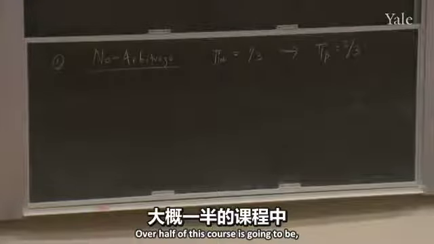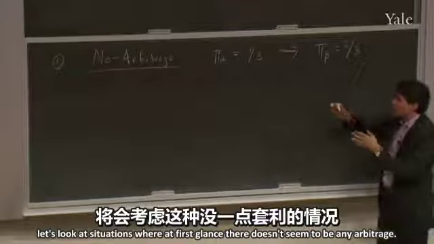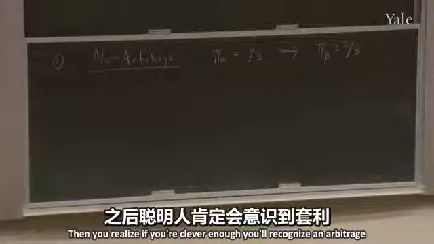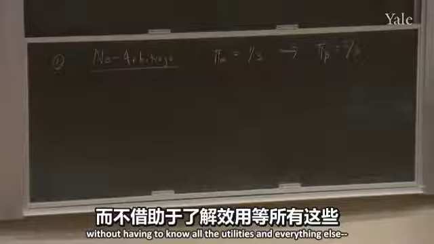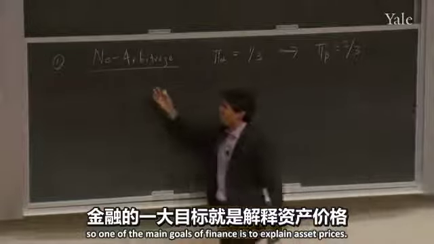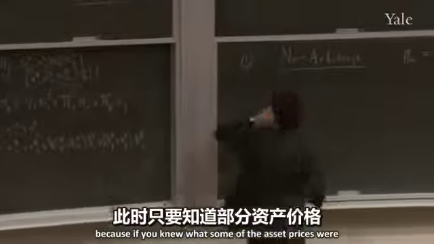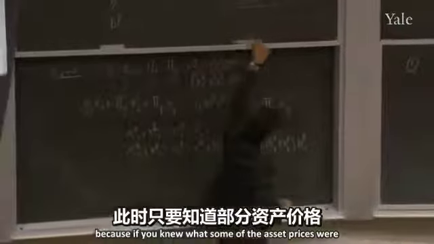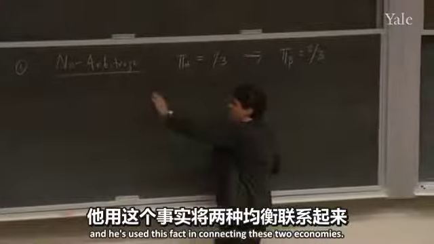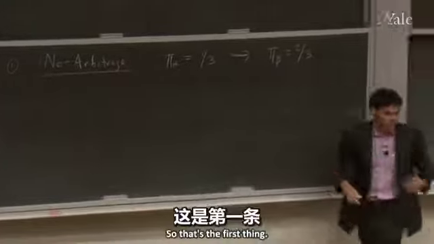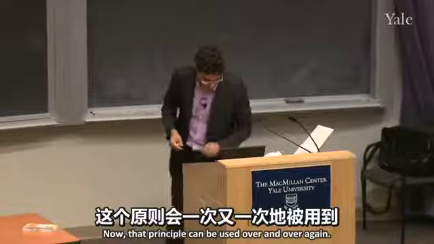Over half of this course is going to be looking at situations where, at first glance, there doesn't seem to be any arbitrage. Then you realize if you're clever enough, you'll recognize an arbitrage and be able to figure out all the prices without having to know all the utilities and everything else. One of the main goals of finance is to explain asset prices. You can see how no arbitrage is going to help do that, because if you knew what some of the asset prices were, you could deduce what the rest might be. So that's the first thing Fisher did, and he used this fact in connecting these two economies. Now, that principle can be used over and over again.